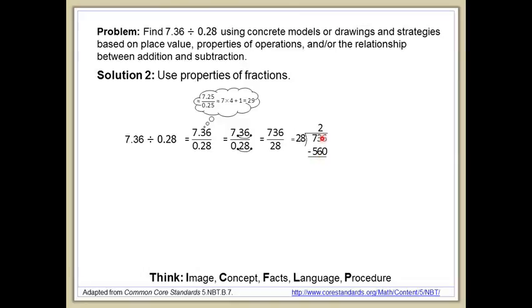And of course, since the 2 is in the tens place, 56 times 10 is 560, which is really what our answer is here. And then we'll do the subtract, which is indicated, and we get 176. And now again, the student needs to think, well, how many times is 28 going to go into 176?